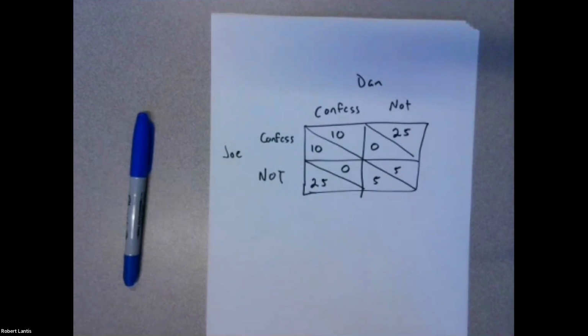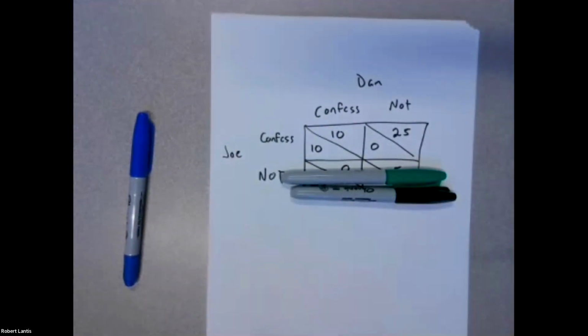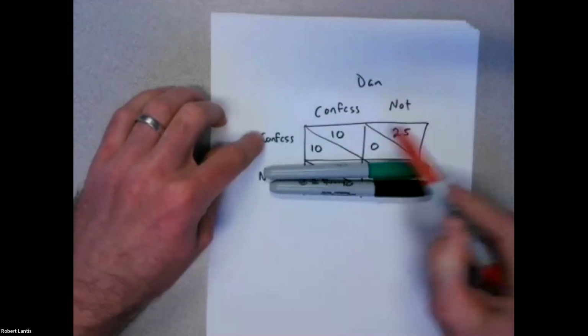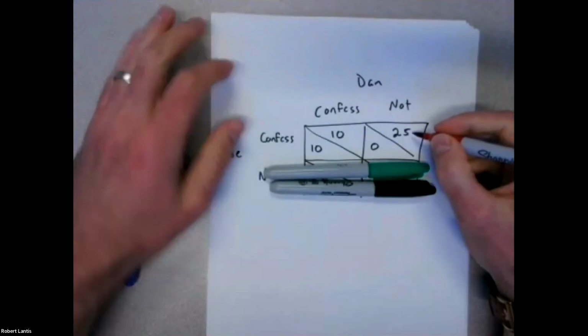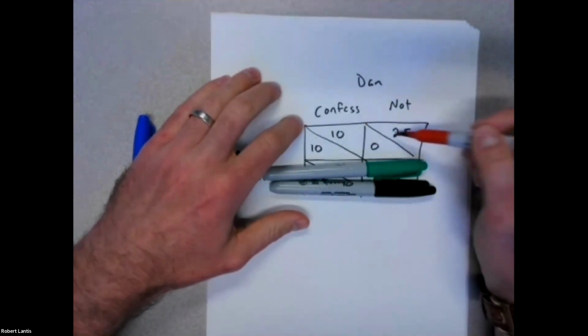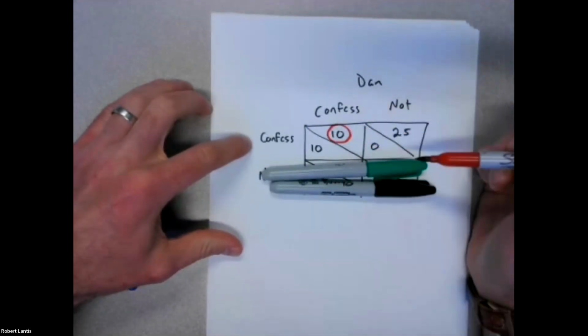So how you would solve these models is you first go through and say, okay, look, if Joe decides to confess, right? So Joe is choosing to confess. What is optimal for Dan to do? Well, if Dan doesn't confess, he gets 25 years. If he also confesses, he gets 10. So what is his best response to what Joe is doing? To also confess.